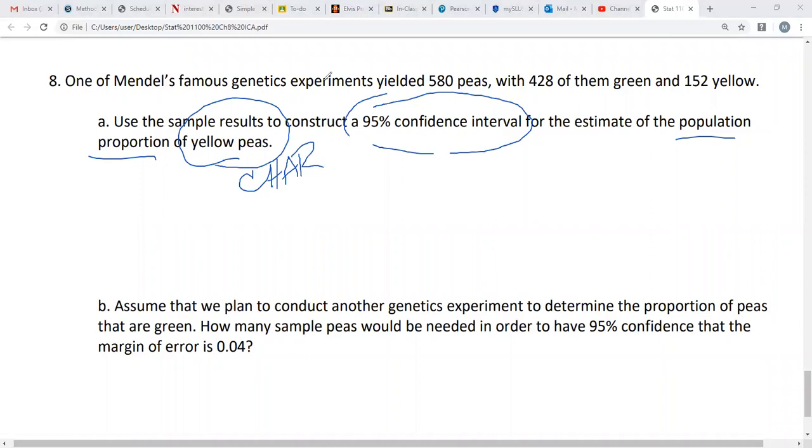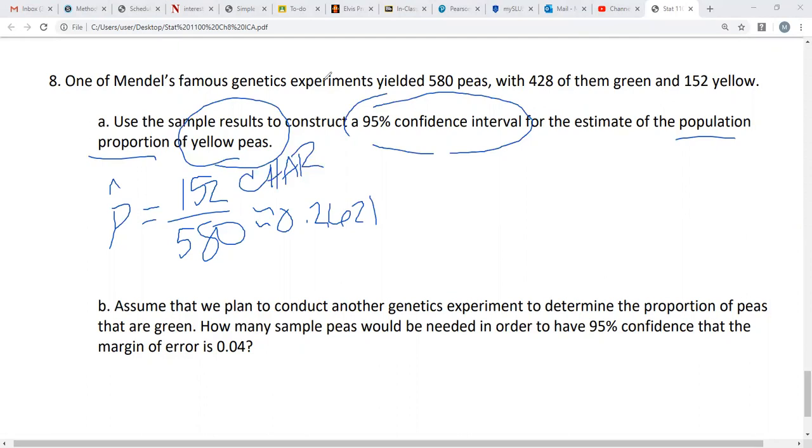So we first need to determine our value of P hat. P hat is the number with that characteristic, so 152. So the number that are yellow, and the total number in the sample here, which is 580. I usually recommend writing those as a decimal just to make the calculations a little bit easier in a calculator, but you're free to leave it as a fraction if you would like. I'm going to approximate this P hat to be 0.2621.